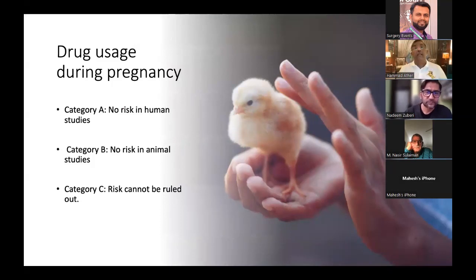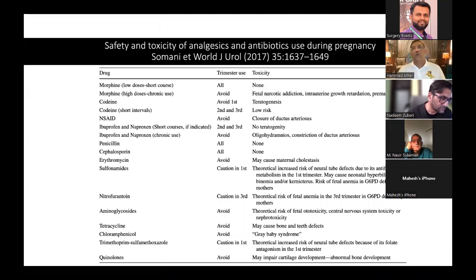And just to remind, category A is no risk in human studies, so anything which is category A is very safe. Category B is no risk in animal studies, and category C is where risk cannot be ruled out. So they have to be weighed against the risk and benefit ratio to make a decision about whether they should be used or not.